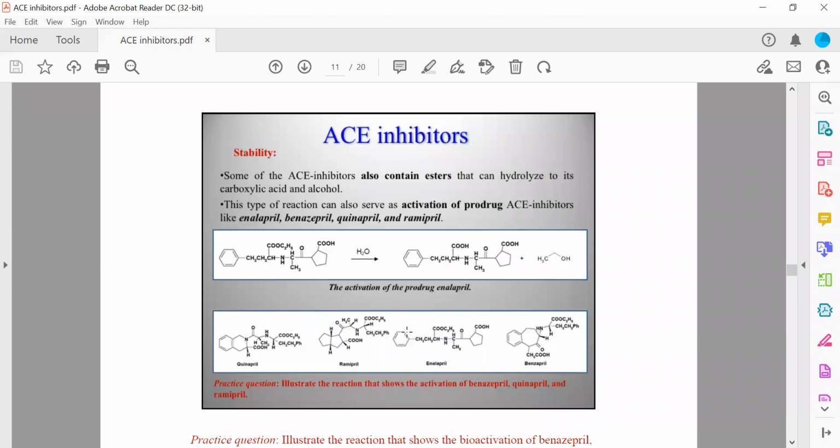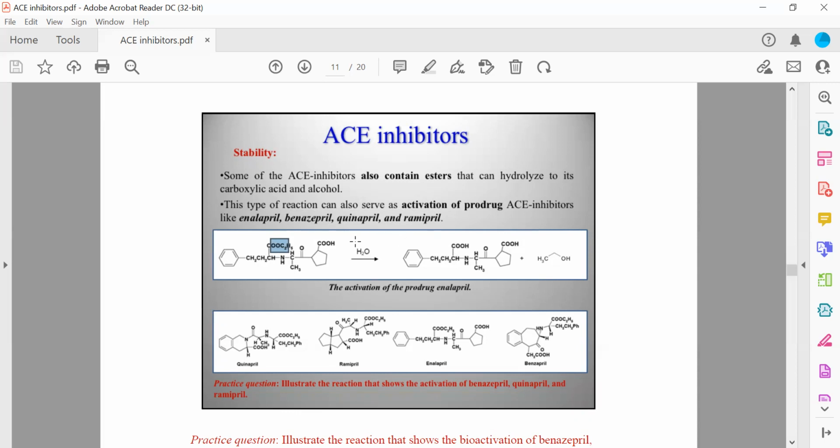Then further stability of the ACE inhibitors, and we've already discussed it, that some of the ACE inhibitors contain an ester. For instance, enalapril contains an ester at this position. And we know that enalapril is an inactive drug. It first has to be activated in vivo by esterase enzymes to form the dicarboxylate of enalapril, so that we now have a free carboxylic acid group that can form the interaction with the zinc binding site.